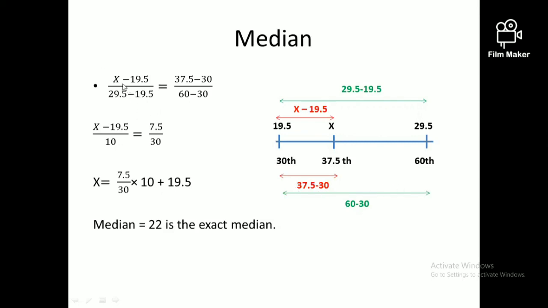So if you work out, x minus 19.5 divided by 29.5 minus 19.5 is equal to 37.5 minus 30 divided by 60 minus 30. So x minus 19.5 divided by 10, and 37.5 minus 30 is 7.5, divided by 60 minus 30 is 30. So 7.5 divided by 30 multiplied by 10 plus 19.5. Over here you get the answer as 22.